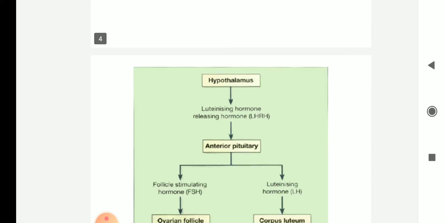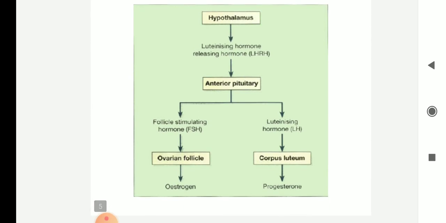Okay. Next is the hypothalamus. So this is the structural diagrammatic explanation. The hypothalamus will induce the secretion of luteinizing hormone releasing hormone. This hormone will stimulate your anterior pituitary to secrete follicle stimulating hormone as well as luteinizing hormone. So what will this follicle stimulating hormone do? It will cause the ovarian follicle to secrete estrogen. This luteinizing hormone will stimulate the corpus luteum to secrete progesterone.